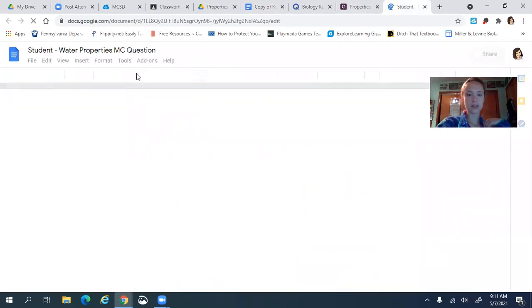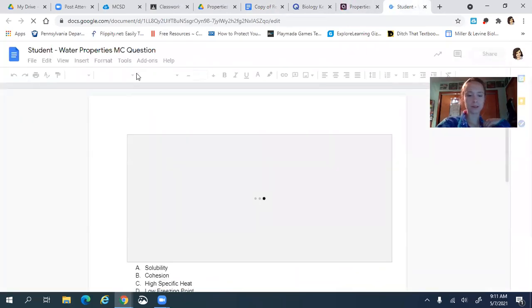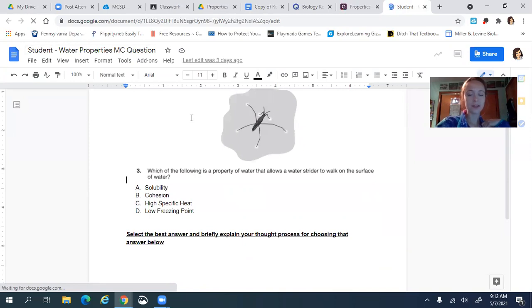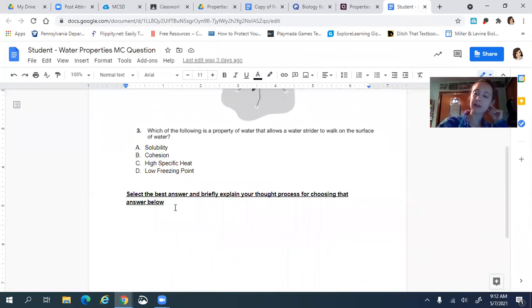So this is the multiple choice question I'm asking you to do. The first day's assignment is worth 15 points and the second one is worth 10 points. These are points you do not want to miss out on here at the end of the year. So this gives us the example of a water strider. This is a great example of one of our properties of water. And all you've got to do is pick one and explain to me your thought process. It does not have to be a complete sentence. It can just be a bullet point or so.